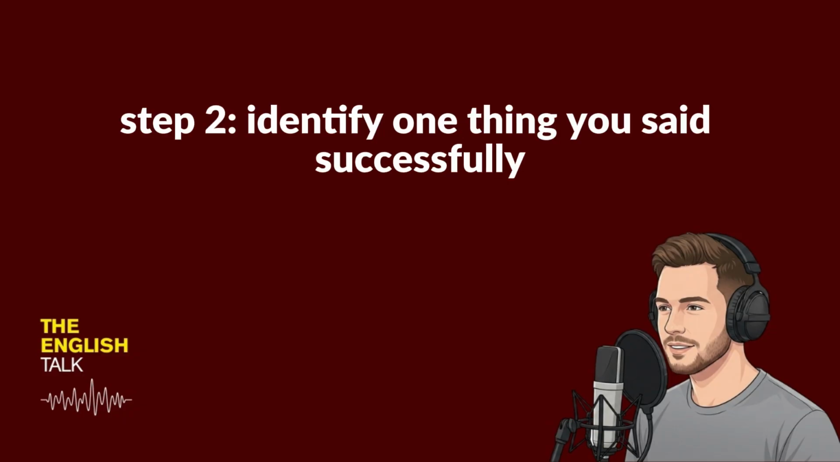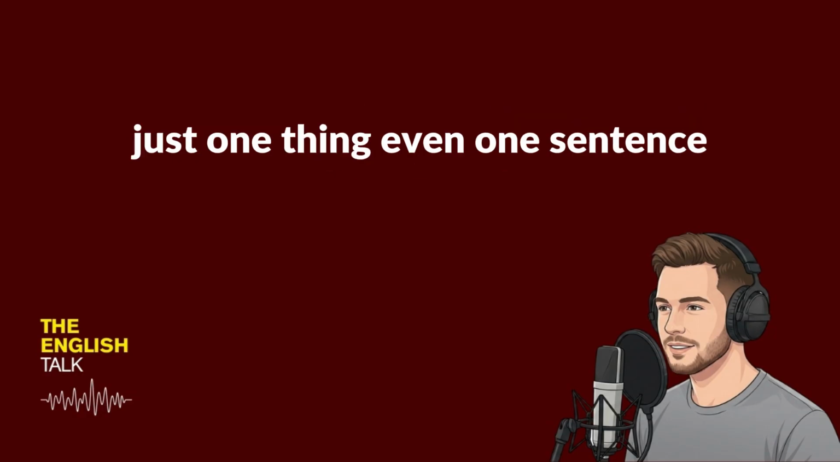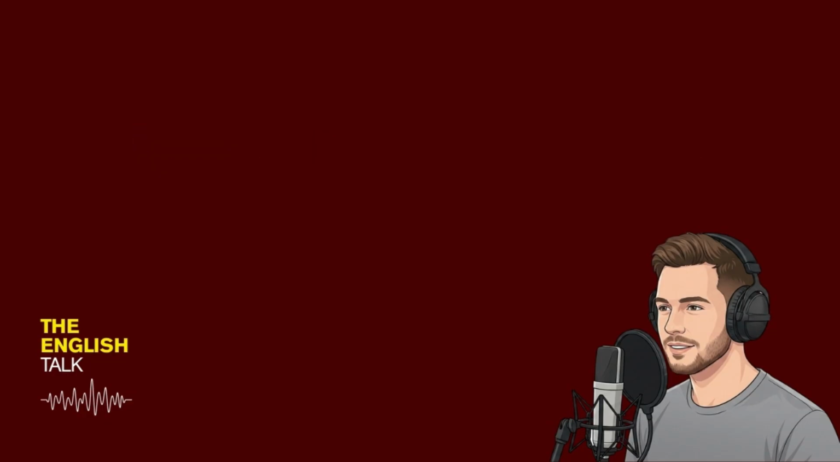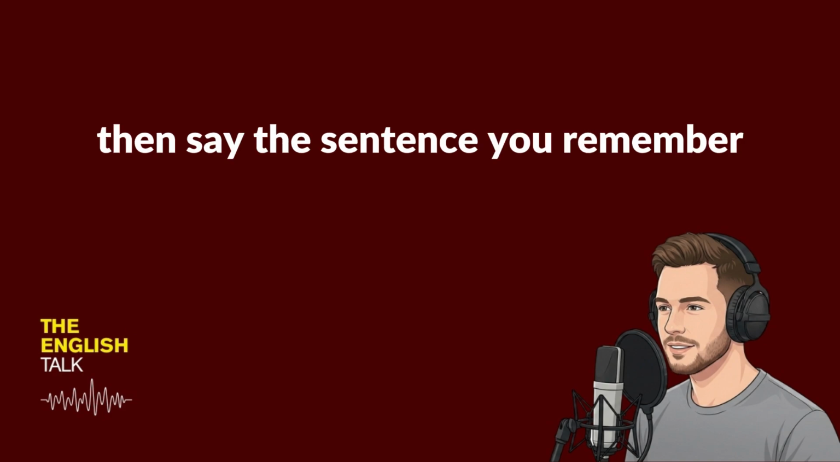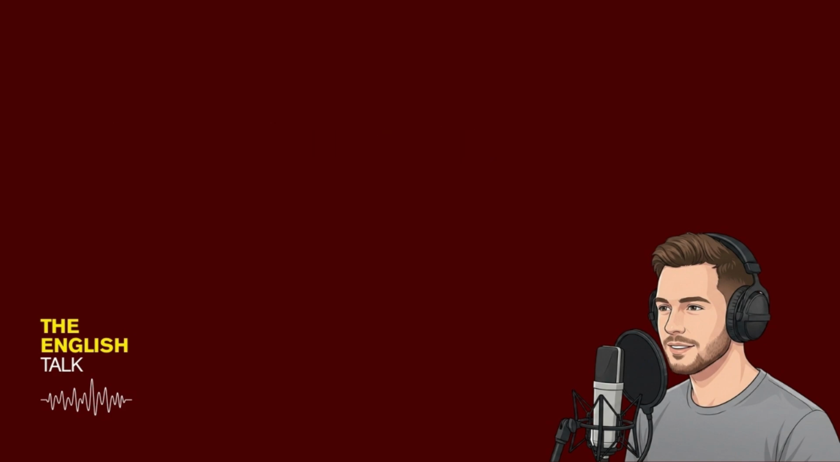Good. Step 2. Identify one thing you said successfully. Just one thing, even one sentence. Say out loud, I successfully said this sentence. Then say the sentence you remember. Any sentence.